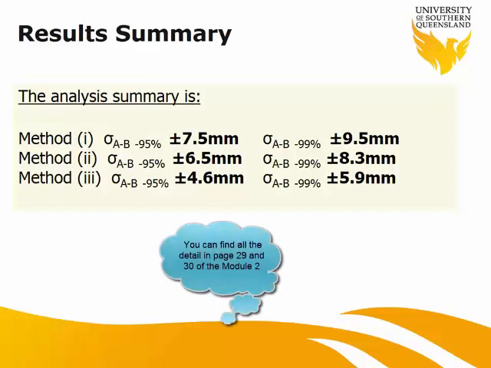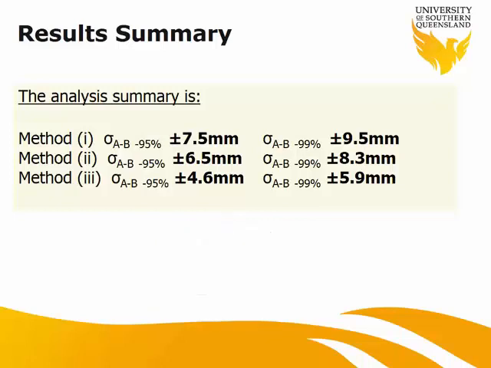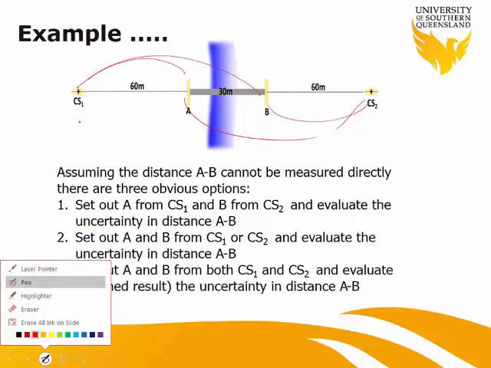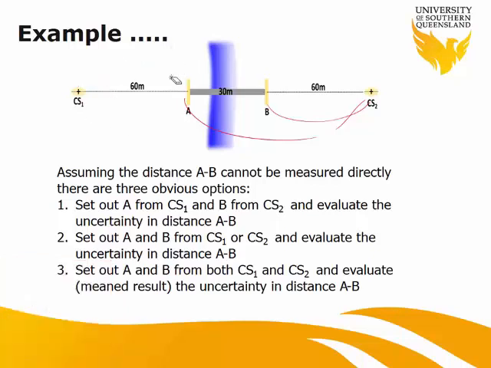You can find all the details in the study book, so I'm not going through the calcs because we have limited time in the lecture, but I will show you the first one just as an example. So if you want to set out A from station 1 and B from station 2.